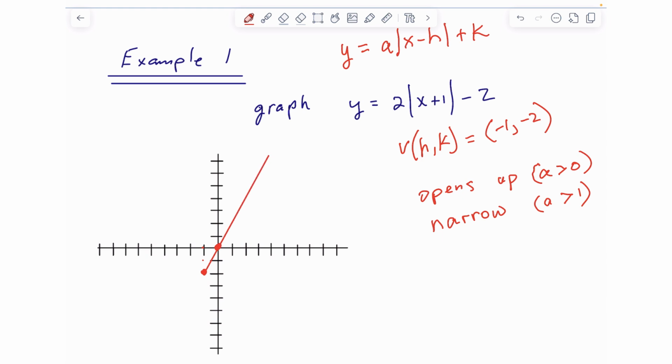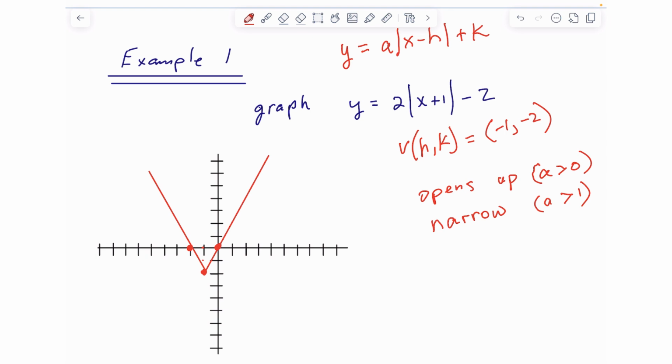And the second one, we're going to do the same thing. We're going to go up 2 and over 1 and draw a straight line through there. And there you go. That is how you draw an absolute value graph. That's how you graph it.